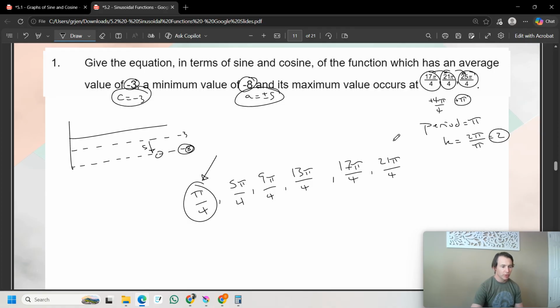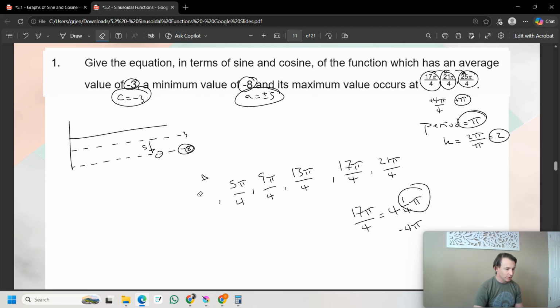But what if we wanted a more efficient method? Well, I would just say 17 pi by 4. I mean, that's the same thing as saying 4 1/4 pi. And I can take away multiples of the period. So I could do -4 pi and just get a 1/4 pi. That's my first maximum. I can just take away any multiple of 4 and it's going to be the same. So that's a more efficient way to do that. Okay, so now we know that our first maximum occurs at pi by 4.